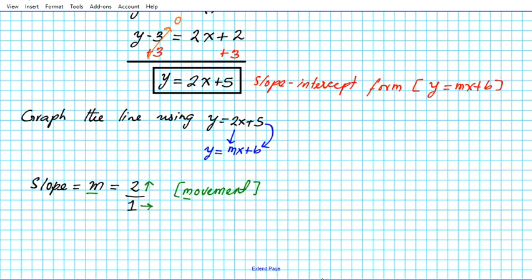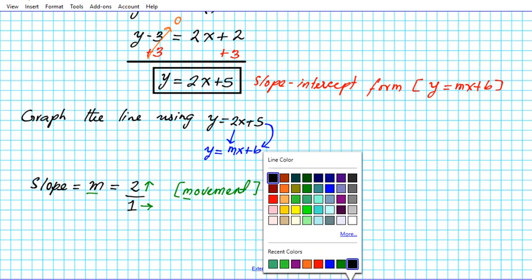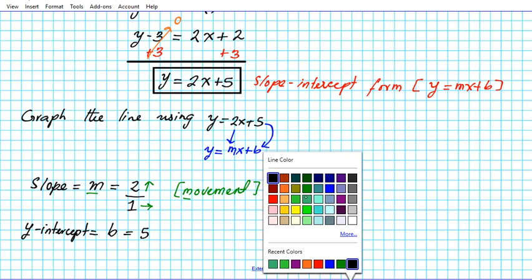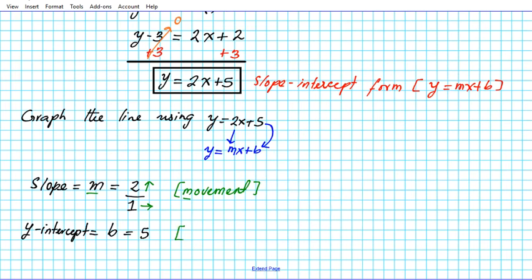Now, where are we going to start moving from? Well, we're going to start moving from the y-intercept. The y-intercept in this problem is given by the letter b, and b is a constant, which is 5. Think about the b as begin. That's where you start graphing from. So your slope m is your movement, and b, your y-intercept, is where you begin graphing. Let's finish this off by graphing the line.